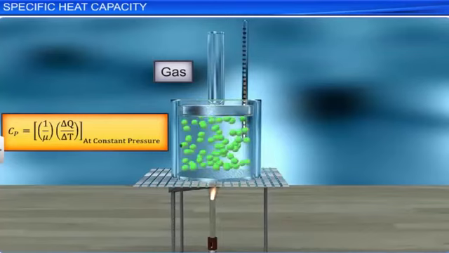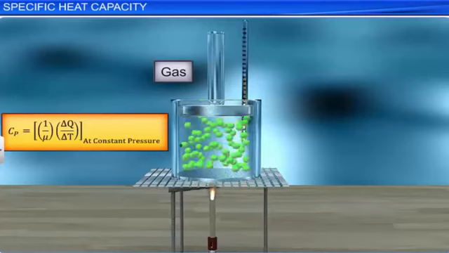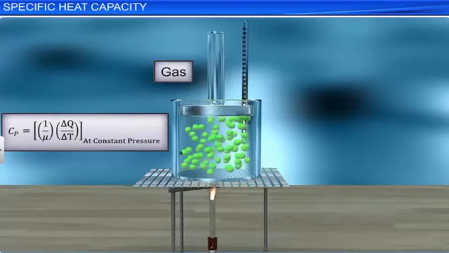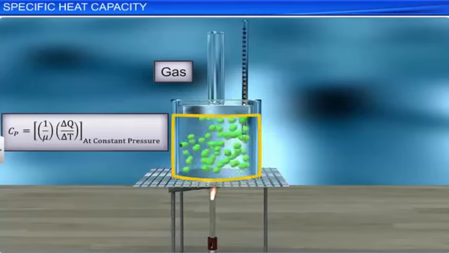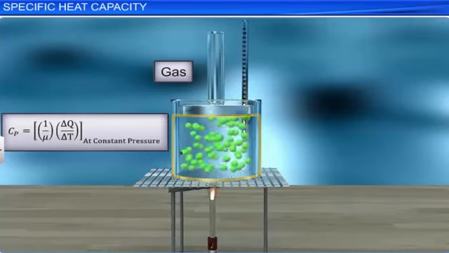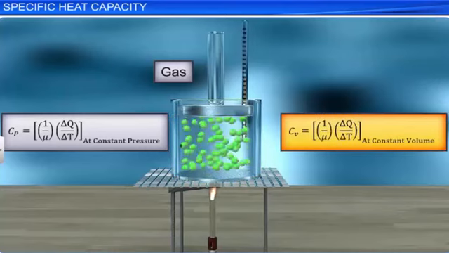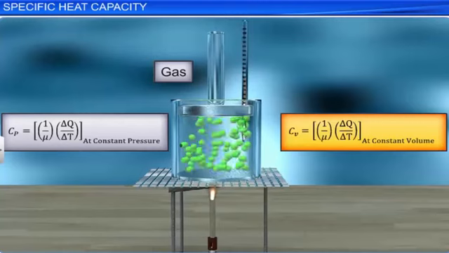The molar specific heat capacity at constant volume, denoted by Cv, is the heat required to raise the temperature of 1 mole of a given gas at a constant volume by 1 unit. Cv is equal to 1 by mu into delta Q by delta T at constant volume.